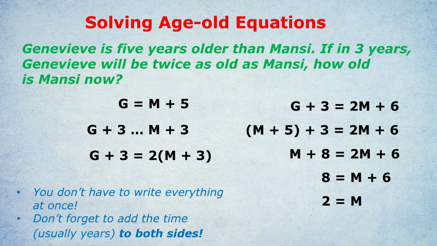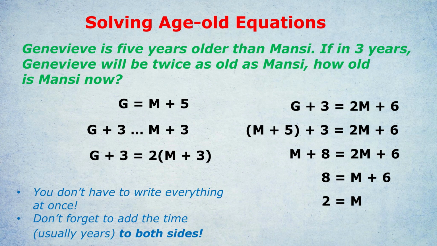So that was a relatively gentle introduction to setting up these kinds of equations. The key thing to remember, number 1, you don't have to write everything at once. You can put Genevieve on one side, then Mansi on the other side, and then later decide who gets the 2, who gets the 1/4, who gets the 5. Second, don't forget to add the time, usually years, to both sides. Notice in 3 years, we put g plus 3 and m plus 3, because they're both 3 years older, and that's how we solved it.